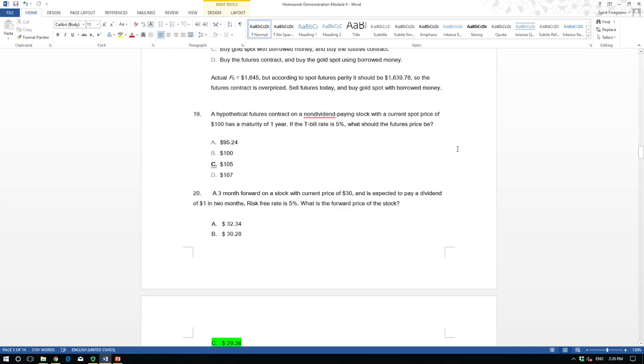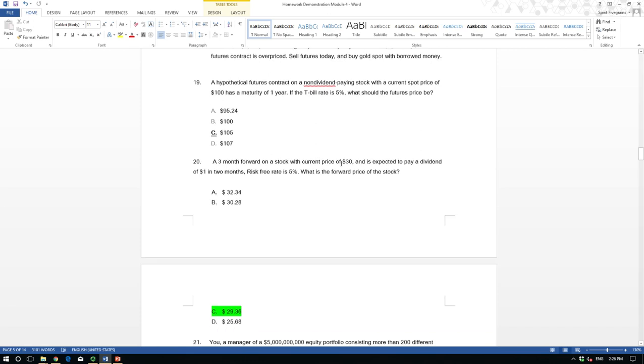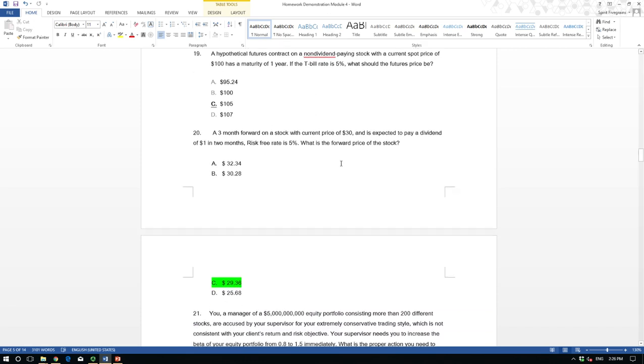Number 19, a hypothetical futures contract on a non-dividend paying stock with a current spot price of $100 has a maturity of 1 year. T-bill rate is 5%. What will the futures price be? This is very simple, right? 100 times 1 plus 5%, raised to the power of 1, that gives you 105. So the answer is C for 19.